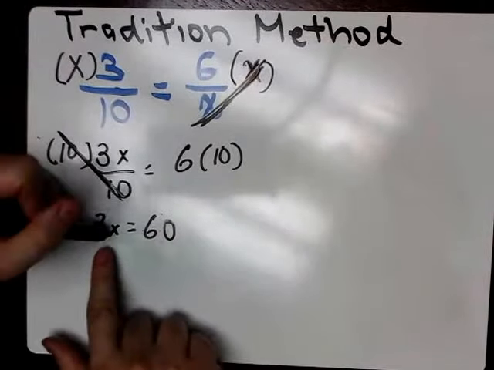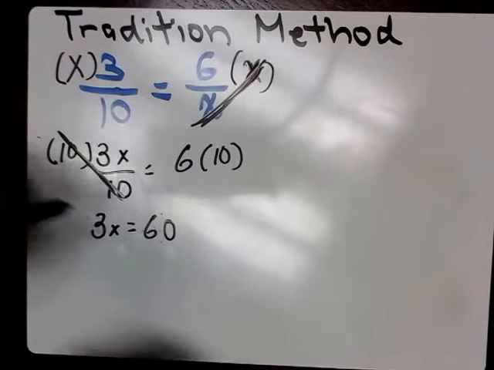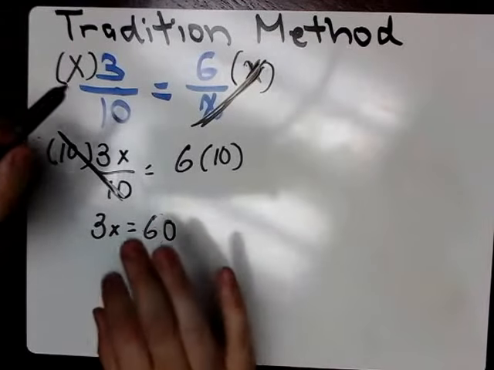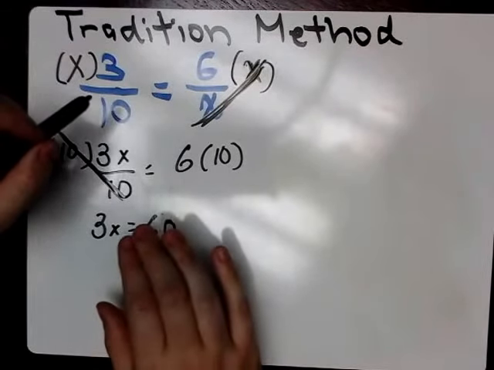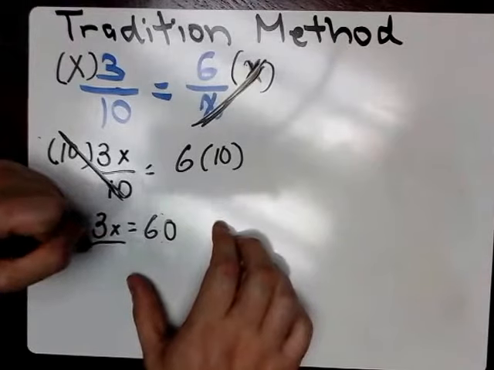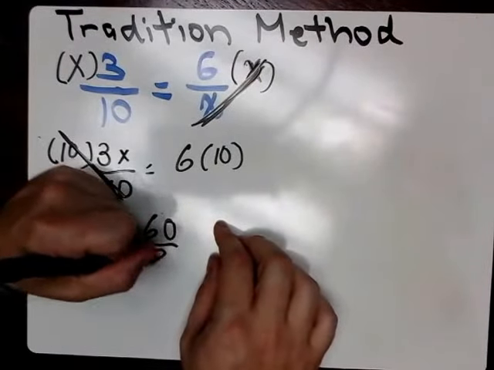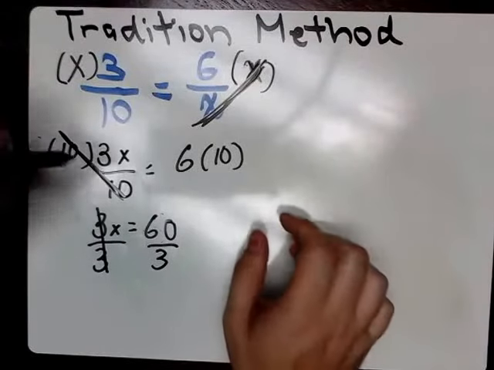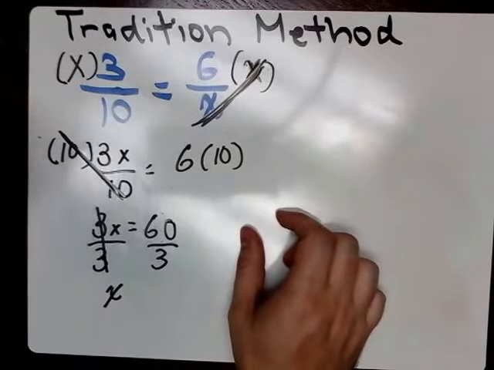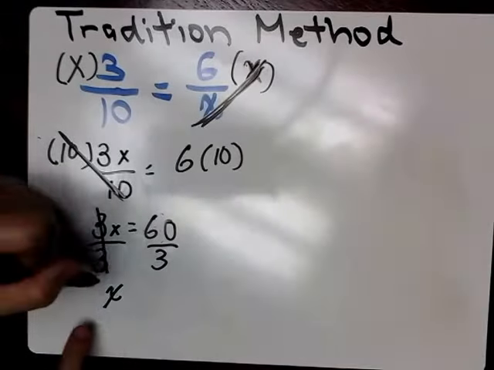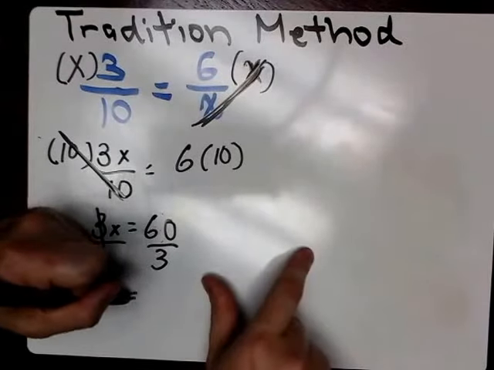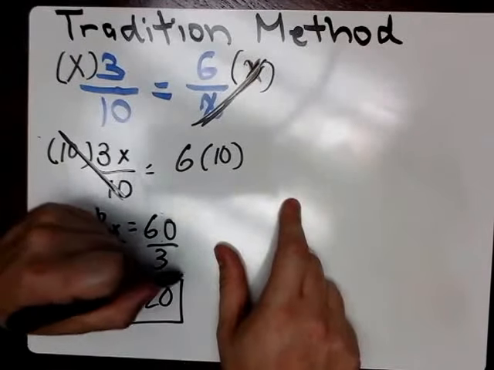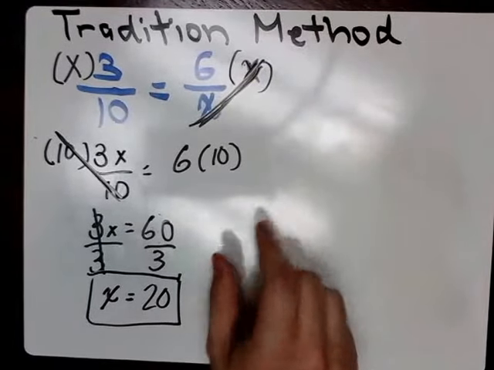From there, I still have to isolate x, and I have a 3 next to it. That 3 is multiplying x. I'm going to undo that multiplication by dividing. So I'm going to divide by 3. 3 divided by 3 is 1. So that no longer affects the equation. You could call this one x. And we have 60 divided by 3, which is 20. And there's that way of doing it.